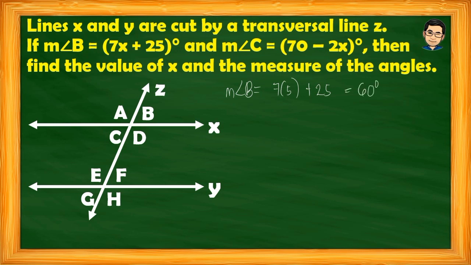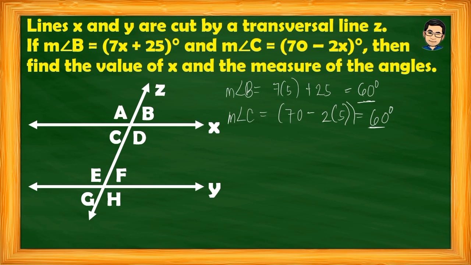So, ibig sabihin, ang sukat po ng angle B is 60 degrees. Now, to check kung pareho ba sila ng sukat ng angle C, so, magiging 70 minus 2 times 5. So, 70 minus the product of 2 and 5 is 10. So, 2 times 5 is 10. So, 70 minus 10, 60 degrees. So, therefore, angle B and angle C are vertical angles. So, kitang-kita naman po ang sukat natin ay parehong 60 degrees.